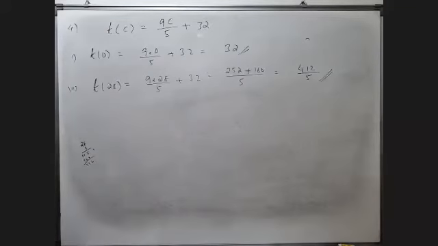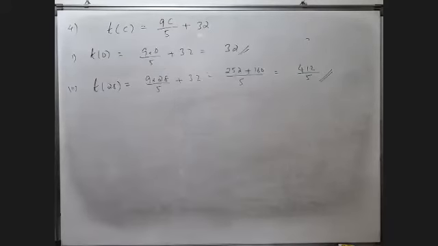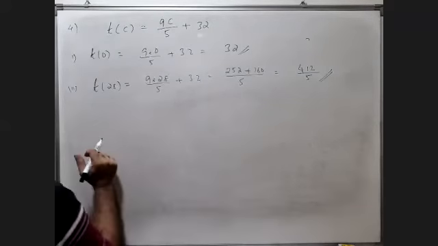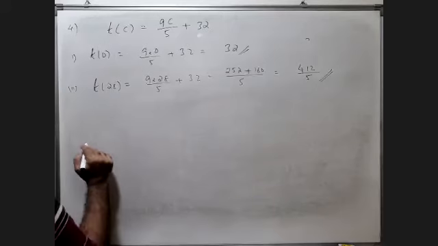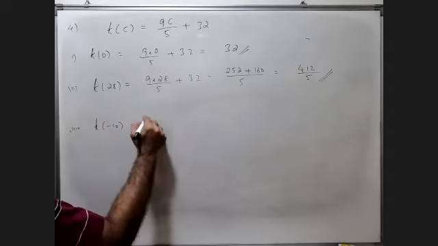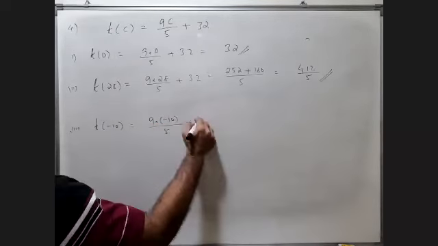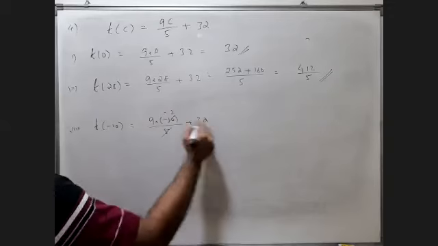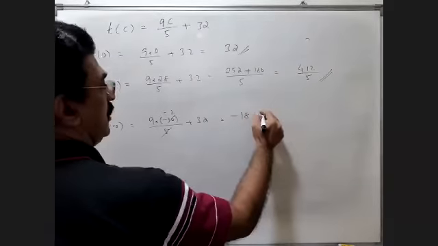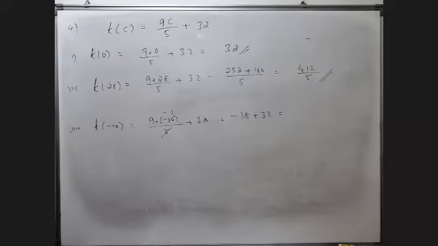412 by 5. Third is T of minus 10. This is 9 into minus 10 by 5. So this cancels: minus 2, minus 18 plus 32. How much is it? 32 minus 18, 14. So it is 14.